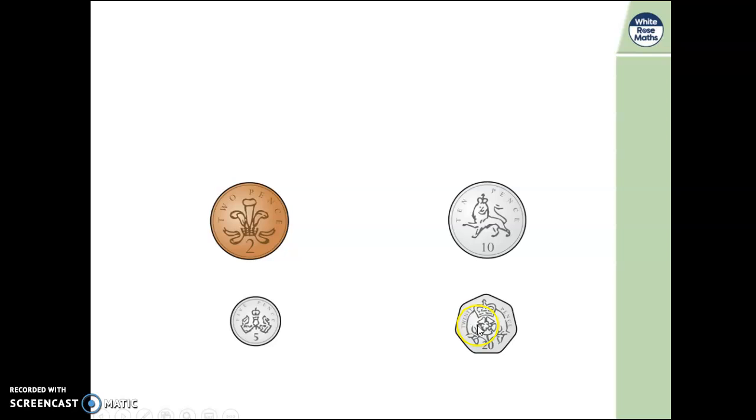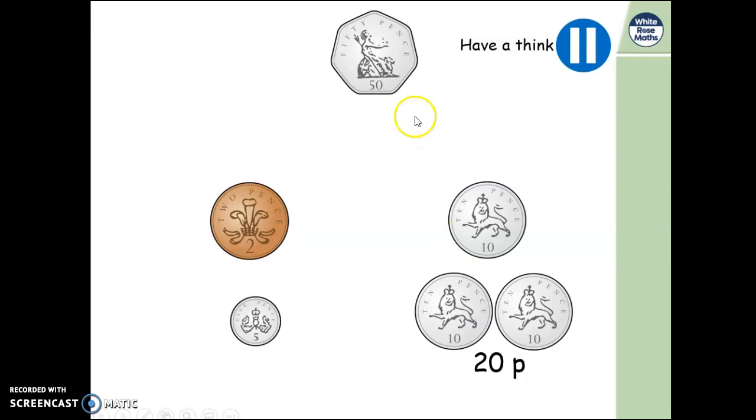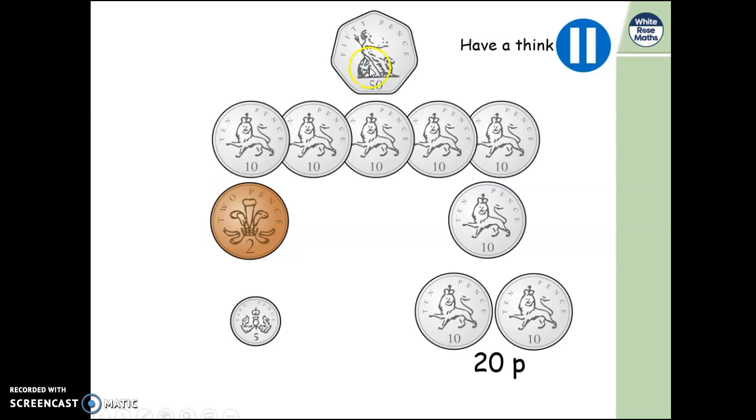We've now got 20p there, so we've got 20. We could swap it for 2 tens, because if we count in tens, 10, 20. If we have 50p, what could we use? We could use 5 tens, because if we counted in tens, up to 50 would be 10, 20, 30, 40, 50, so we'd have 5 tens. So this slide is basically showing how you can swap different coins to make the same sort of value.